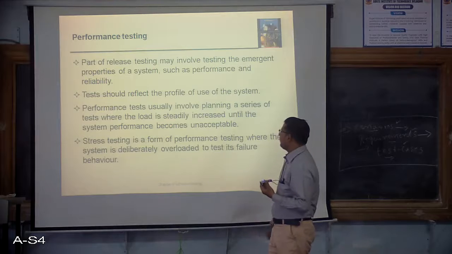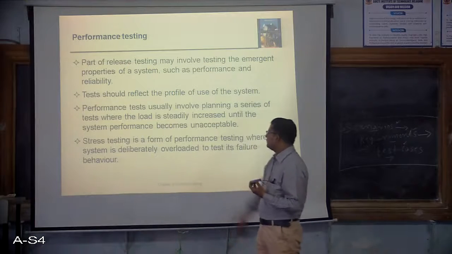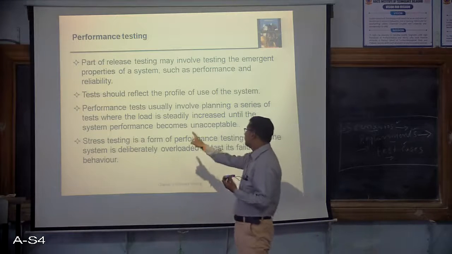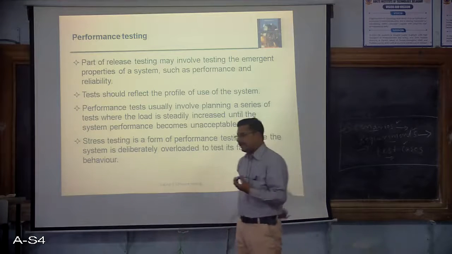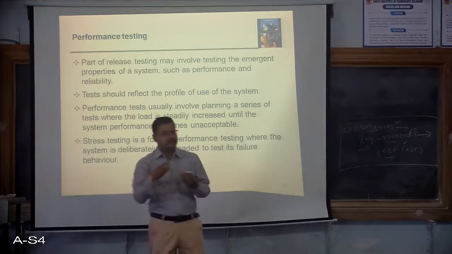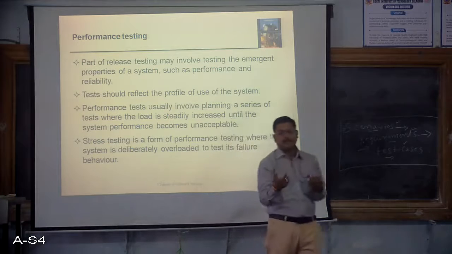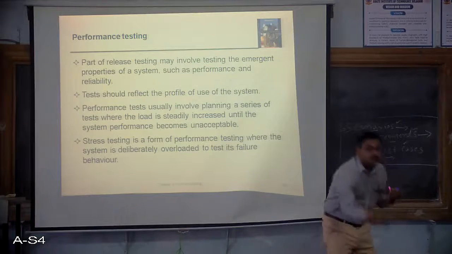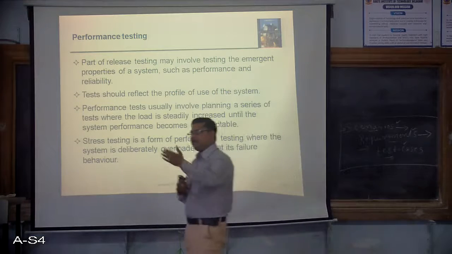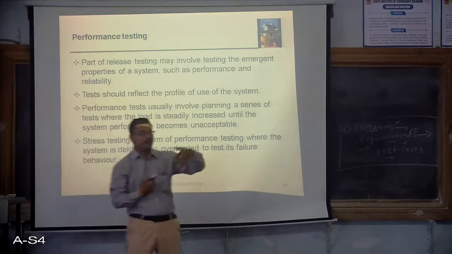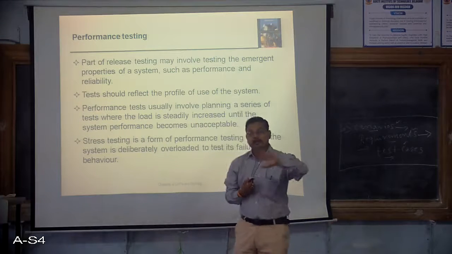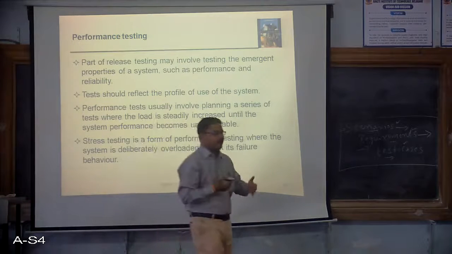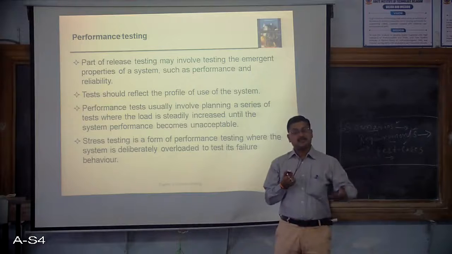Tests should reflect the profile of the use of the system. Performance tests usually involve planning a series of tests where the load is steadily increased until the system performance becomes unacceptable. For example, take a mobile network, a mobile service provider: there is a maximum of 250 calls per second that they can easily manage. Whenever it goes beyond 250, how is the system going to maintain? When it exceeds 250 calls and a user calls, how is it going to manage? Maybe they are going to connect it through a cross connection. So even when it exceeds 250 calls, is the system still stable?